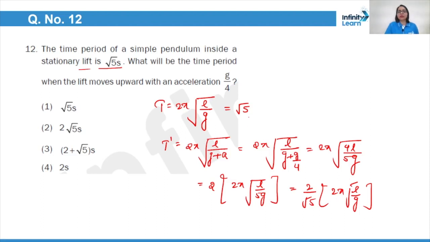2π under root L upon g is given as under root 5 seconds, so it will be 2 upon root 5 into root 5, which equals 2 seconds. So the correct answer is option 4.